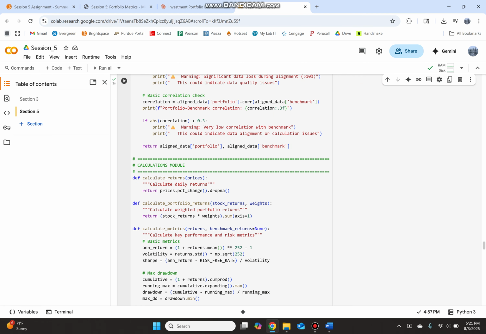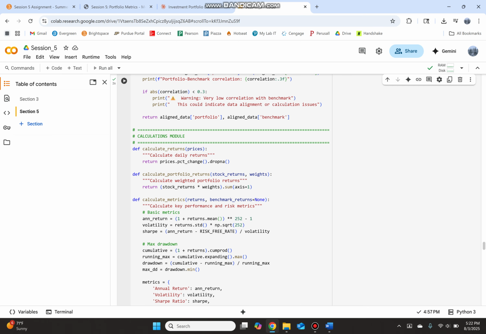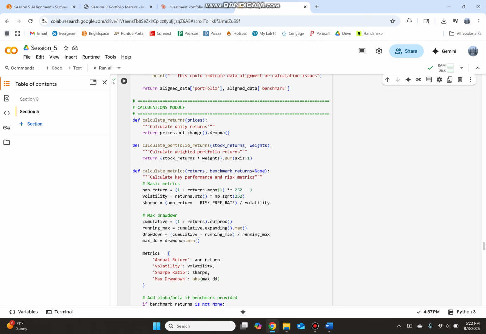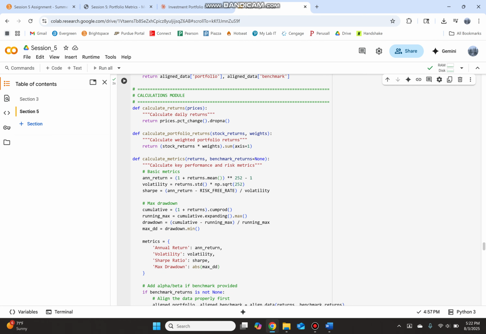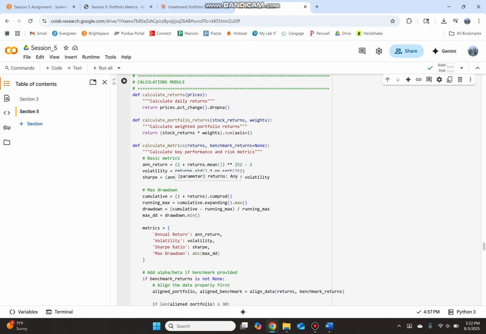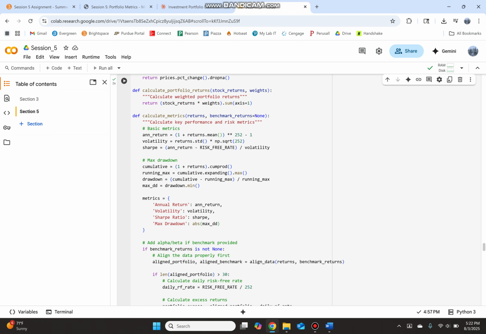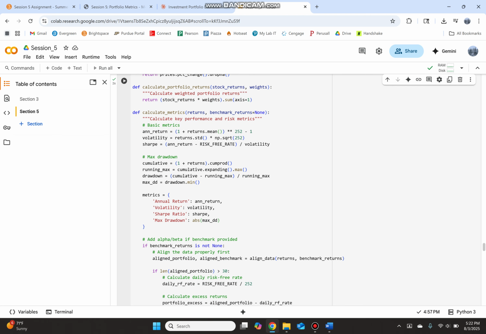And then we get to our calculation modules, which get into a lot of our risk metrics and performance metrics. So here we have our basic portfolio returns, which are calculated based on the stock weights, all equally weighted. And that's just simple formulas or callbacks to functions. Then we have our basic metrics like annual return, volatility, and Sharpe ratio, which is just a simple formula of the annual return minus the risk-free rate, which I have as 0.04, divided by the volatility.